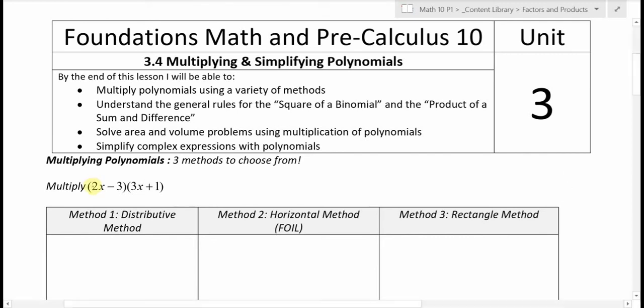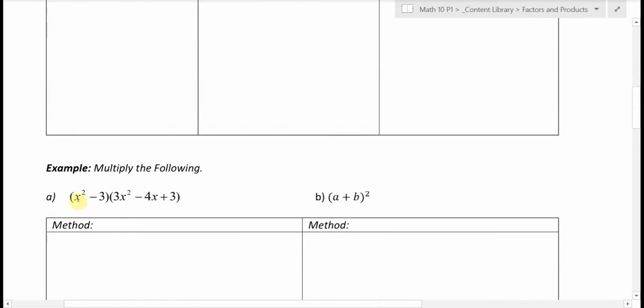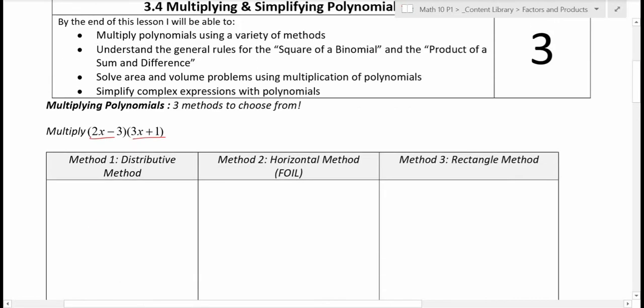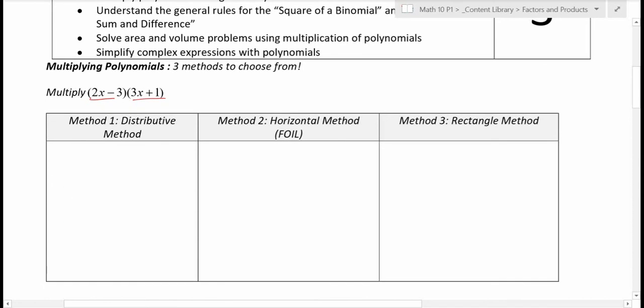So either a binomial with a binomial, that's our first example, or it could be a binomial with a trinomial or more. It could be trinomial times trinomial. Anyways, just polynomials multiplied together. Now there are three different methods I'm going to show you. The first two are very much the same thing. The third one is a little bit different. So let me show you the distributive method first.